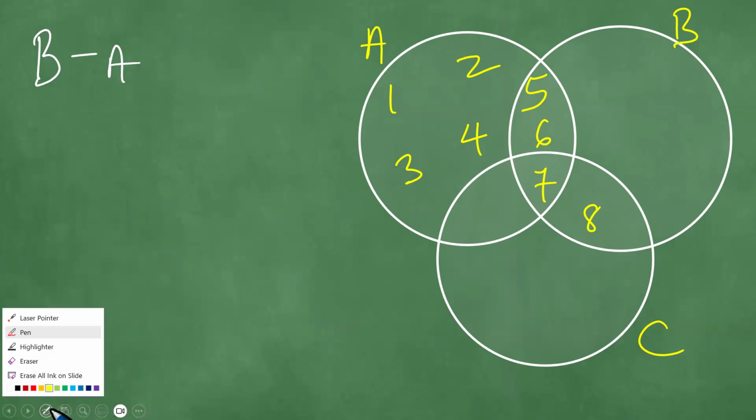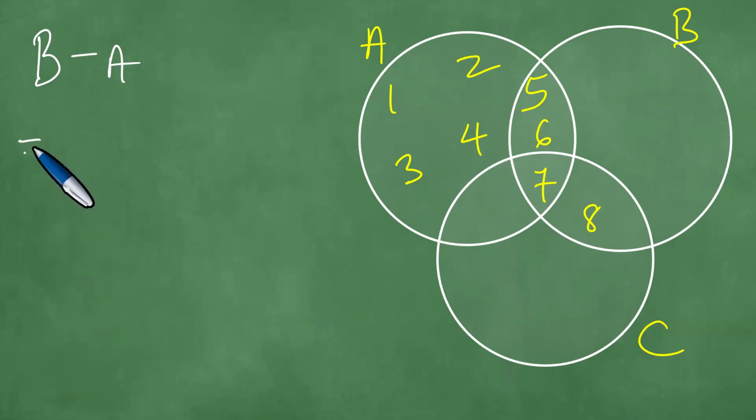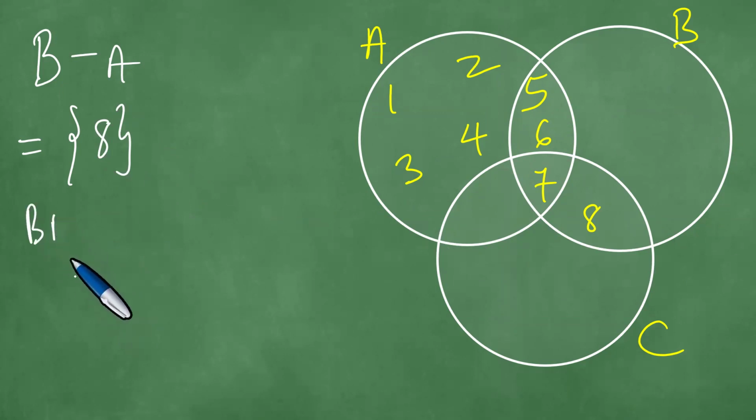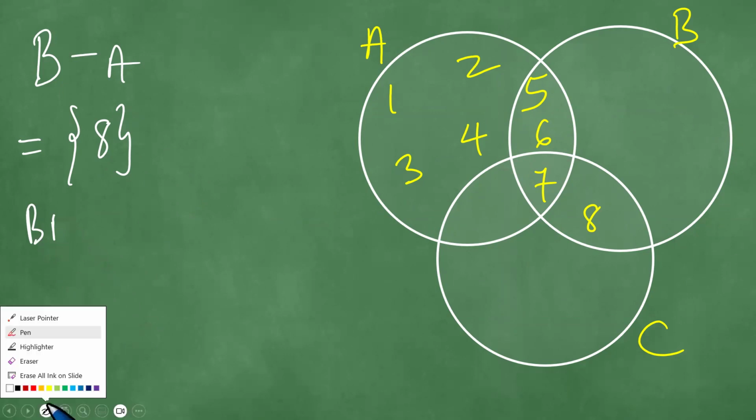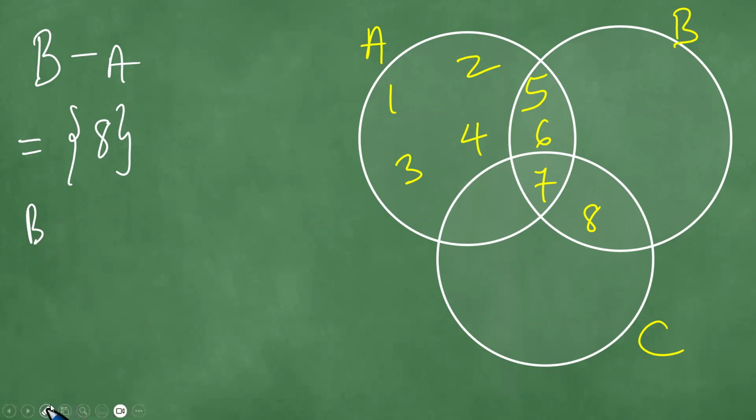Right, so at this point you have the set B. From the set B, you remove A. Obviously if from the set B you remove A, you're only left with what? 8. Only left with the set that contains the element 8. But you can use the notation B minus A, B intersection A complement.